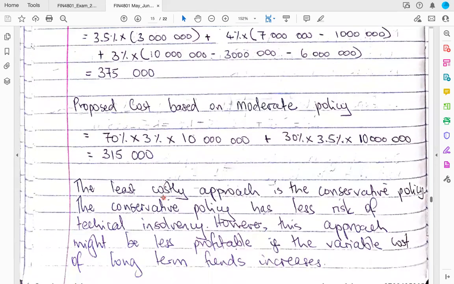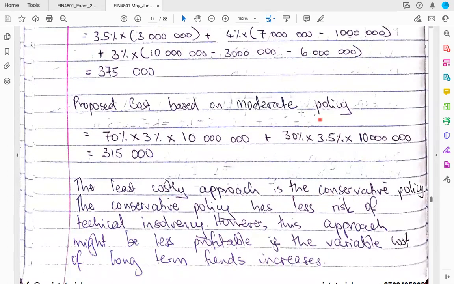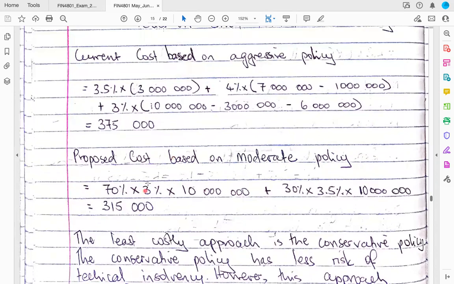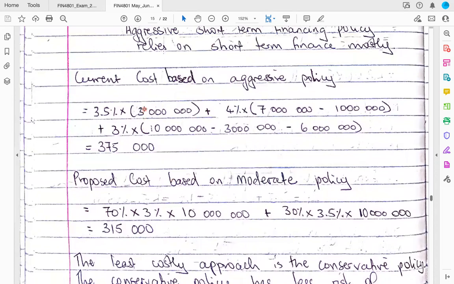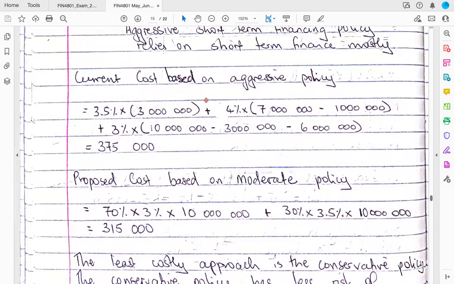And then clearly we can see here that the least costly approach is this conservative policy. We can call it the moderate policy in this case, or the conservative policy, because this policy has less risk of technical insolvency. There's less risk that we'll run out of money in the short term compared to the current cost based on the aggressive policy.